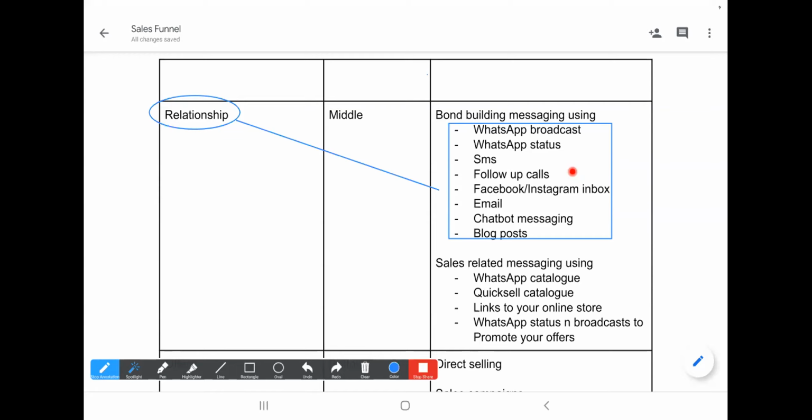With this in mind, you need to also be creating sales related messaging. And for you to do that, you need to have a WhatsApp catalog. You need to have a Quick Sell catalog. Quick Sell catalog is not compulsory, but it's very highly desirable. You also need to have an online store if you can get one, and generate the links. So which means that occasionally you send sales WhatsApp messages where you're telling people to buy your product so that you can solve so and so problem for them.